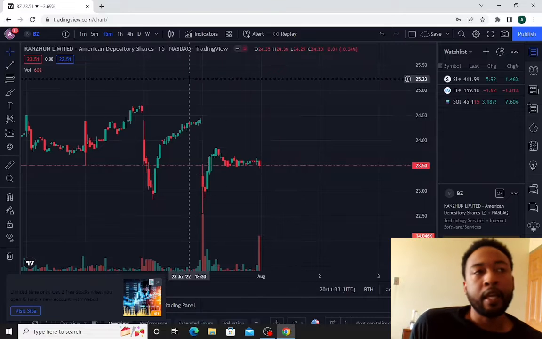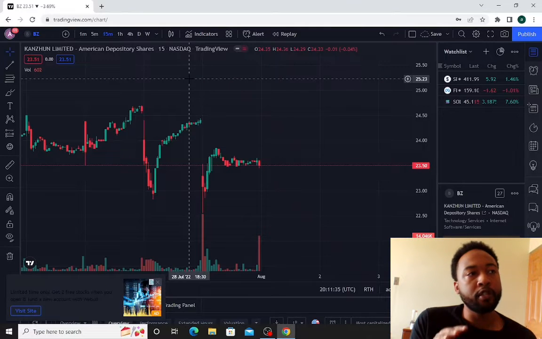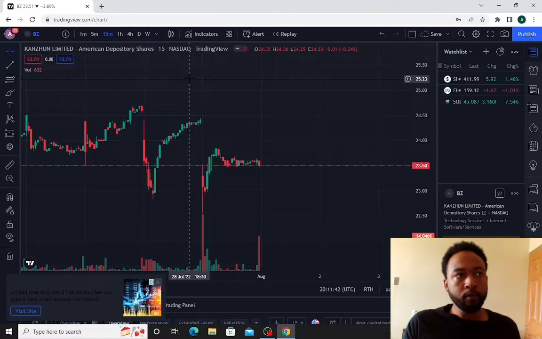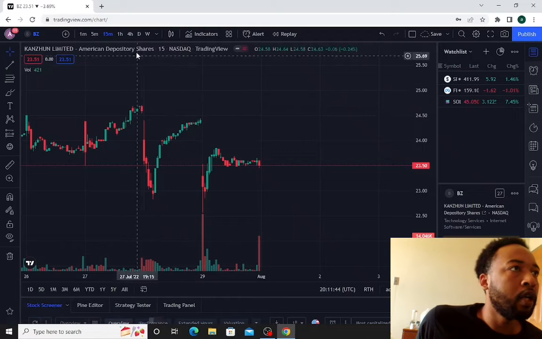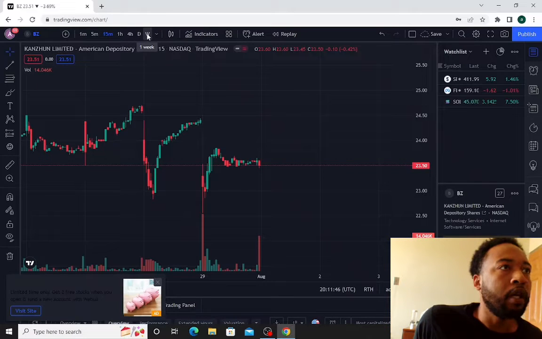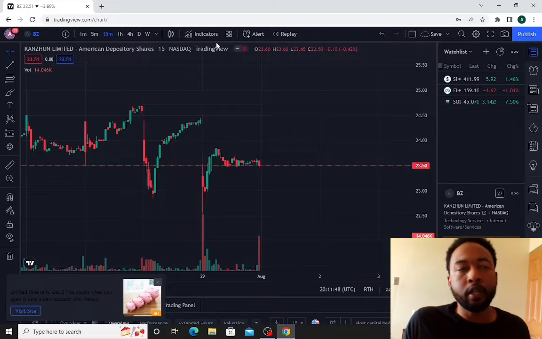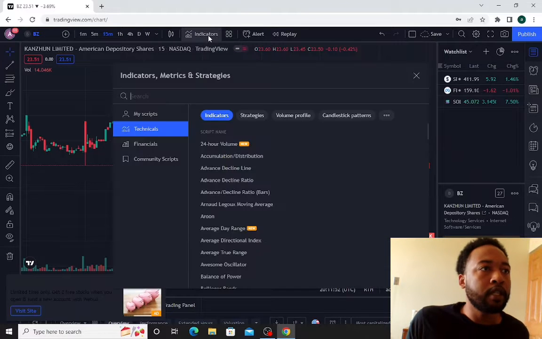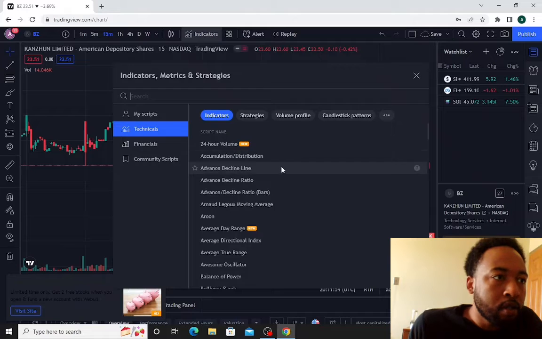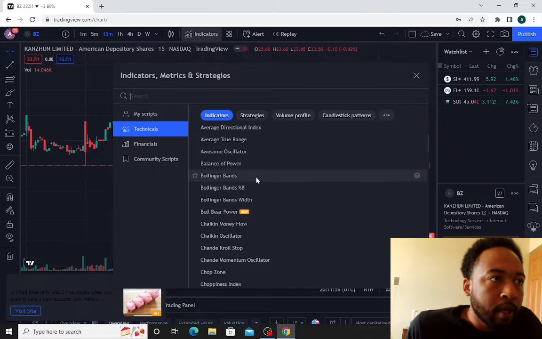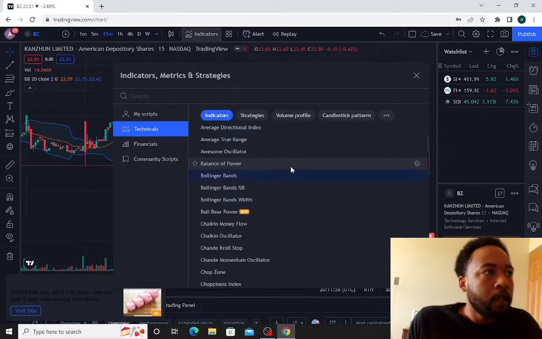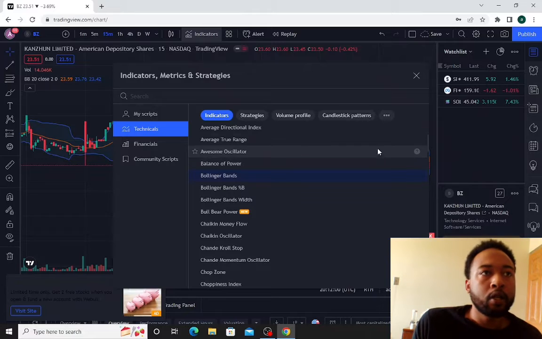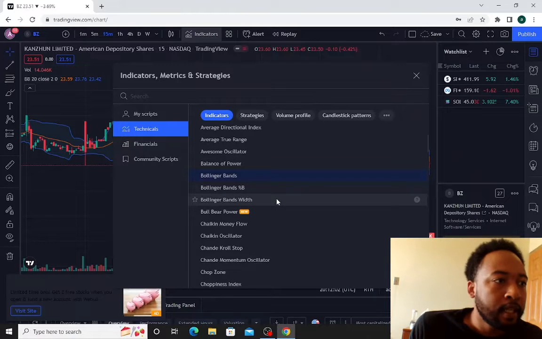Alright. Now, to get down to this strategy, the first step you want to take to begin using it is to add the indicators that you want to use to get the strategy. And the first indicator that you want to use is the Bollinger Bands. You want to use the Bollinger Bands, default settings.